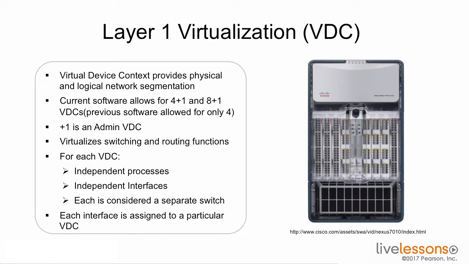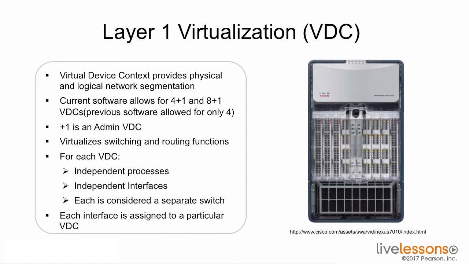The current NX-OS software allows for 4 VDCs plus an admin VDC. We like to call this 4+1. The 4+1 VDCs are supported on Supervisor 1 and Supervisor 2 modules for the Nexus 7000. We also have the capability to support 8+1 VDCs, and this is allowed on the Supervisor 2E on both the Nexus 7000 and the 7700.